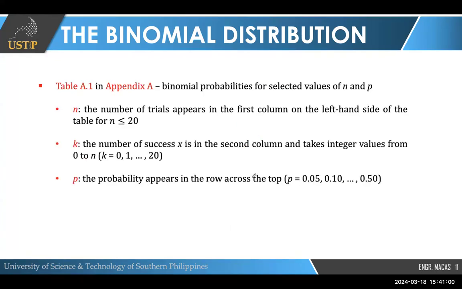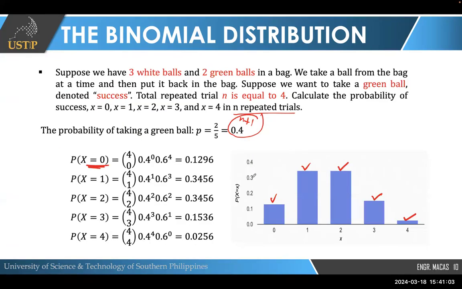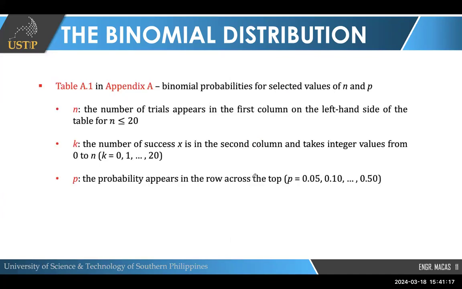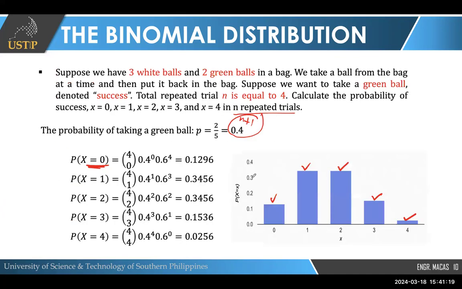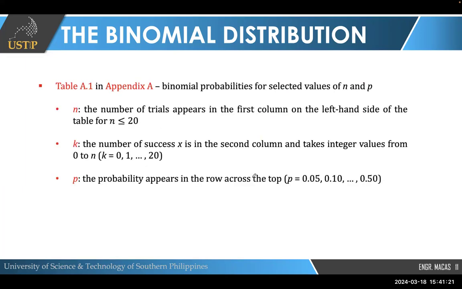Alright, so actually there is a shortcut. It has already been tabulated. For all problems, if you have the same n and the same probability, you will always have the same binomial distribution. So it is already in a table. In this specific book, it is in Appendix A, Table A.1. But you can also search the internet for binomial probabilities. It is tabulated for selected values of n and p.